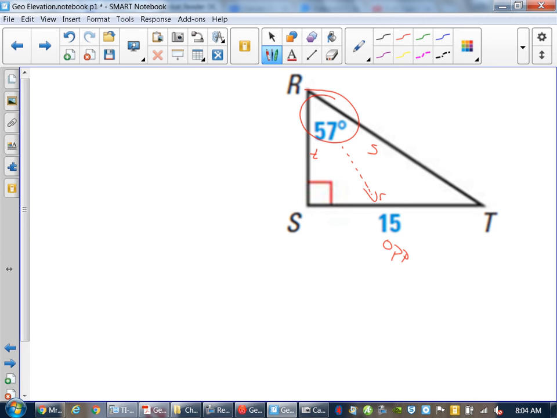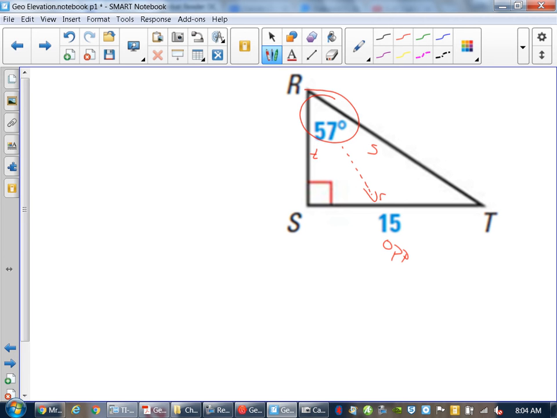An angle and an opposite will allow you to find a hypotenuse if you use sine. It'll allow you to find an adjacent if you use tangent. That's the idea of reusing given information to get through it. Okay? That's why we keep saying reuse given.